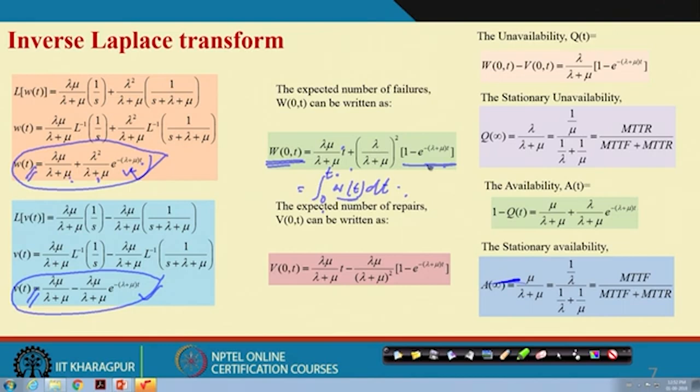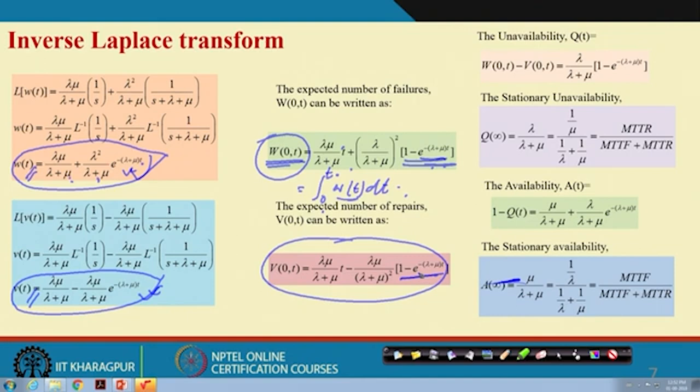This is the expected number of failures within time t. And similarly, what is the expected number of repairs? You just integrate this from 0 to t, and you will get the expected number of repairs. Okay, so 1 minus this is coming here, and here also 1 minus this is coming, you derive.